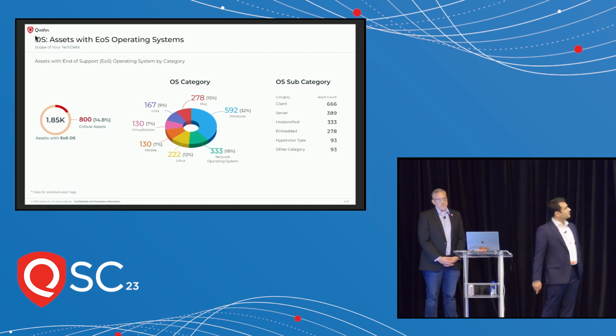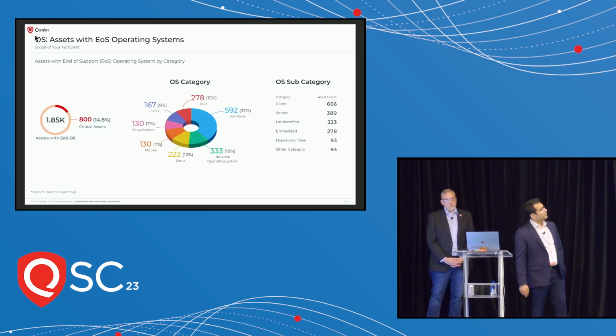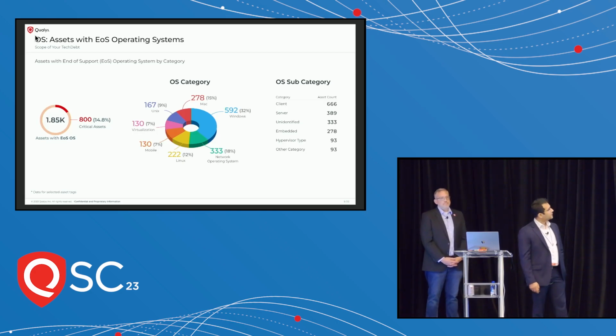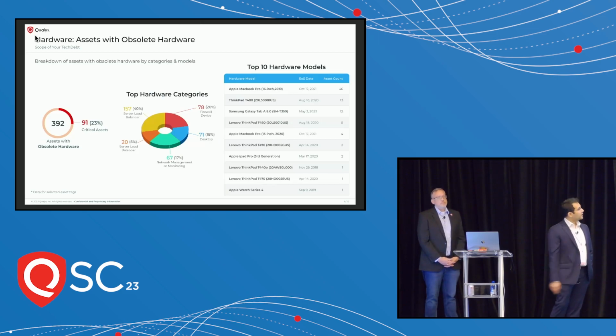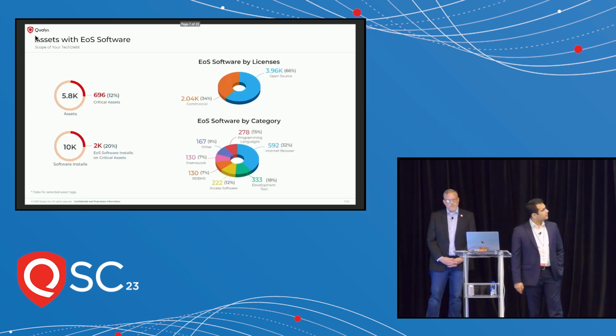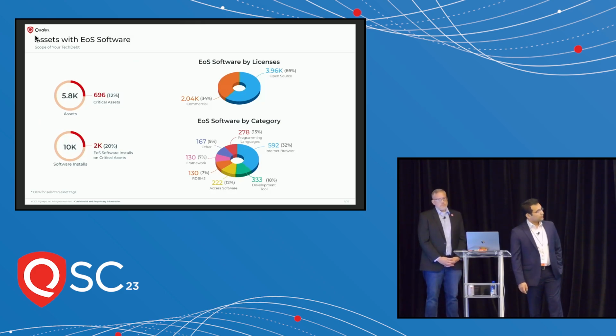So operating system, breaking down by category, how many of my Mac or Windows are under support. By subcategory, how many of them are deployed on a client machine or a server machine, right? Top hardware categories which are obsolete, gives you a good overview of that. And the supported software, right?